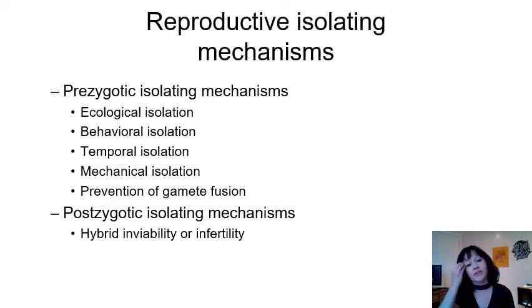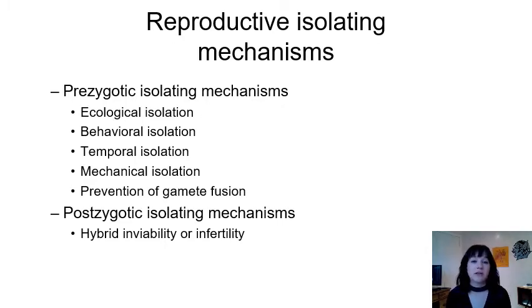Let's talk more about these pre-zygotic isolating mechanisms. You can have ecological isolation, behavioral, temporal, mechanical isolation, or prevention of gamete fusion. You can read in your book, there are examples of all of these different types. Behavioral isolation, for example: the mating behaviors of those two species are just too different, and so they don't recognize each other and won't mate.